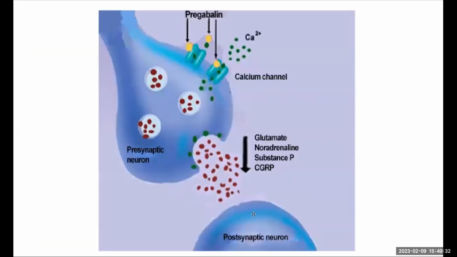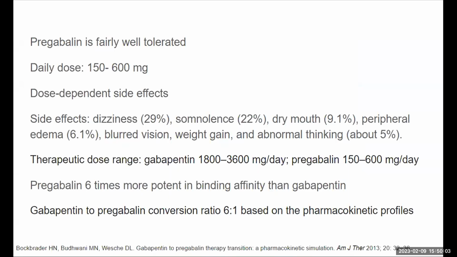So this is an excitatory neurotransmitter, glutamate. And this is the calcium channel. If pregabalin attaches to it and blocks it, there's less calcium, so fewer excitatory neurotransmitter-containing vesicles will undergo exocytosis, and less of the excitatory chemical will go in, so less of this postsynaptic neuron would be excited, and therefore less transmission of the action potential.